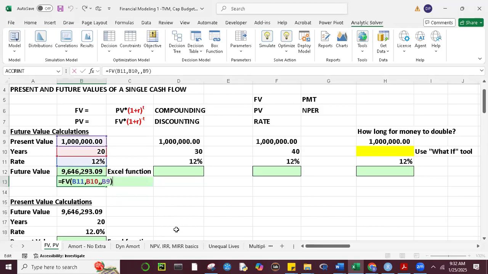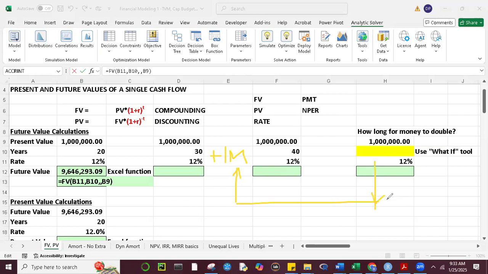Now, why is that so? To explain that, this is very important. You have to remember this. Why is it giving us a negative answer? It's giving us a negative answer because our present value is positive. So this is 1M, and it's positive. 1M positive means money went to you, right? You got money. So after 20 years, what do?